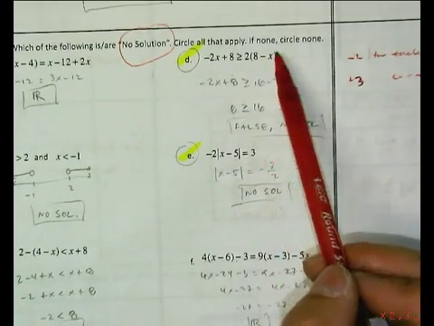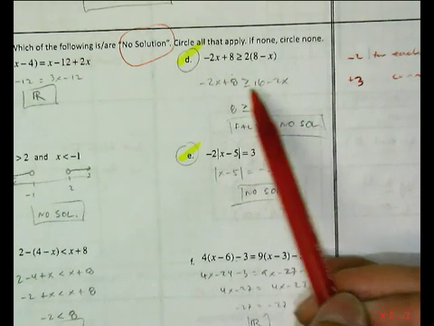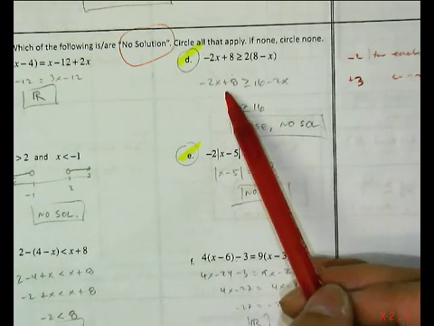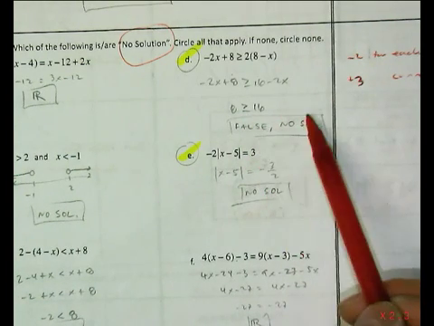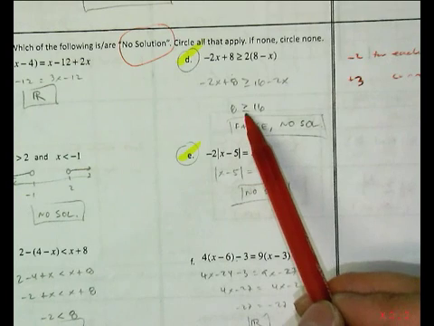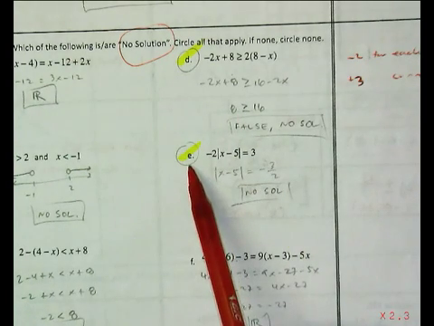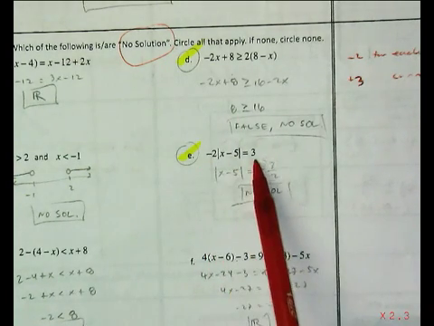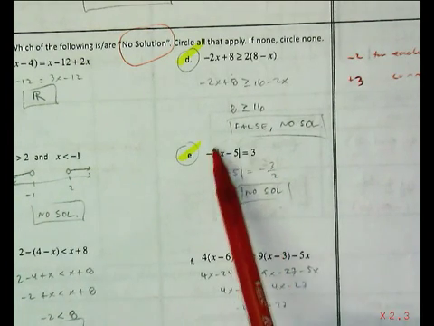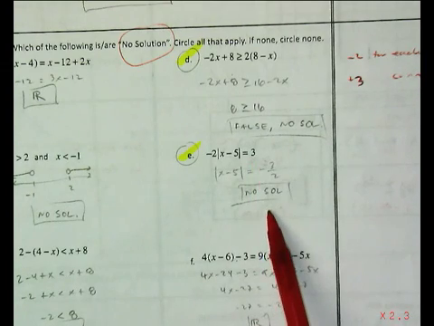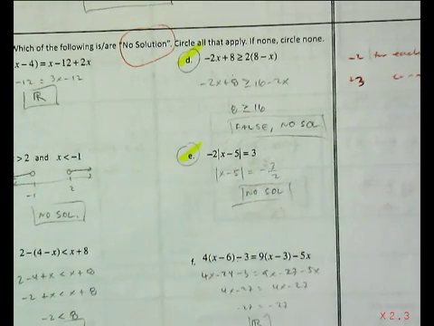D here, distribute. If you add 2x to both sides, the x's disappear. You have 8 is greater than or equal to 16. This is false. This is no solution. 8 is never greater than or equal to 16. E, divided by -2, no solution. There's no number whose distance to 0 will be -3/2. So that's why E is no solution.